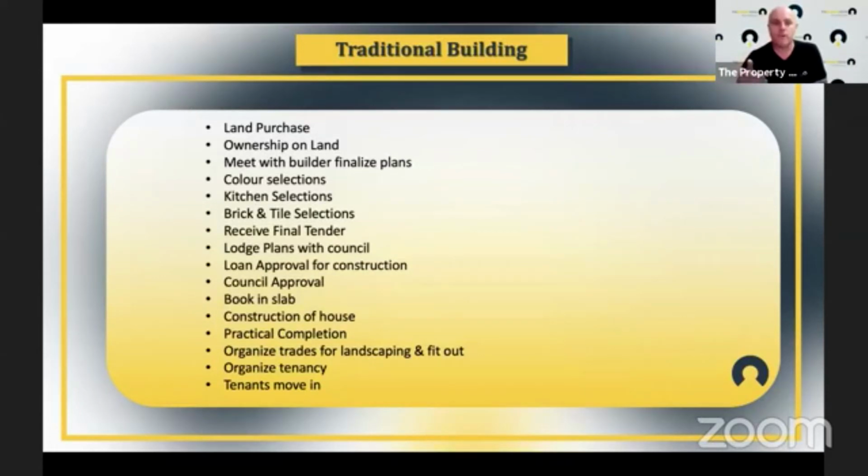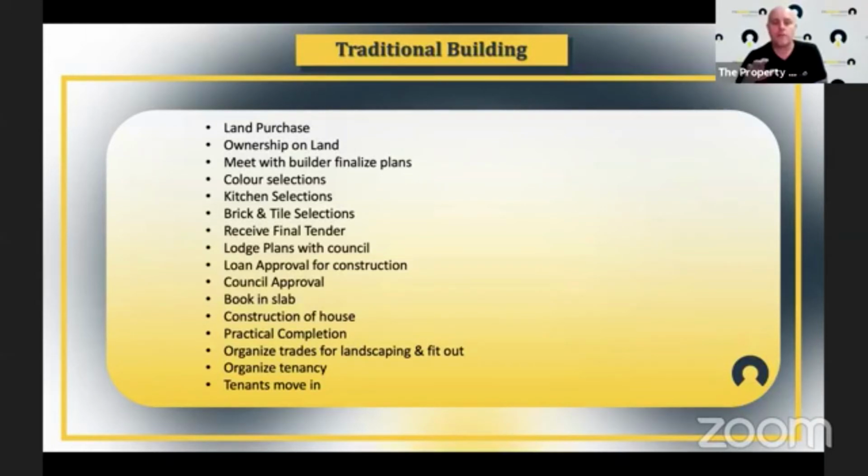Now, if you're an owner occupier and you want to be very particular with colors and kitchen selections, traditional building's probably the way to go, because you have a lot more choice. But when you're buying an investment property, obviously you've already seen the floor plan, so you just want a good quality build on a neutral color scheme. So I'm going to go through this traditional building structure.